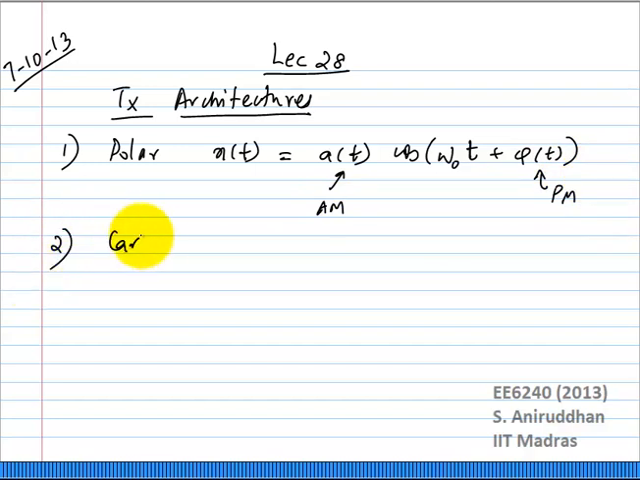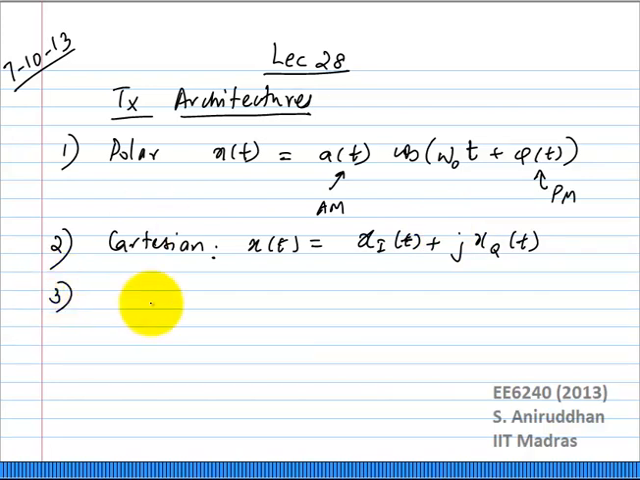Then you have the Cartesian representation. In the Cartesian representation, you have the signal x of t decomposed into an in-phase component and a quadrature component. Remember, these two could be independently modulated, or what you could do is you could take your polar form and then convert that into the xI of t and xQ of t form, where each one of these will depend on a of t and phi of t.